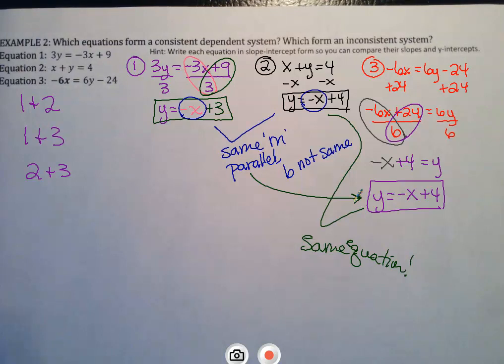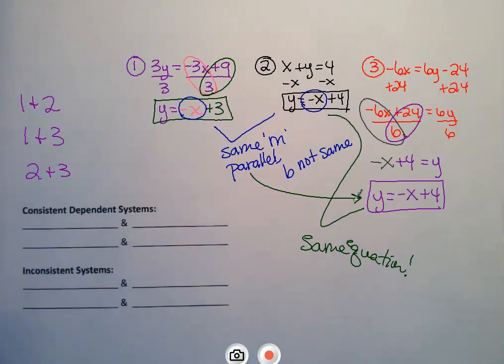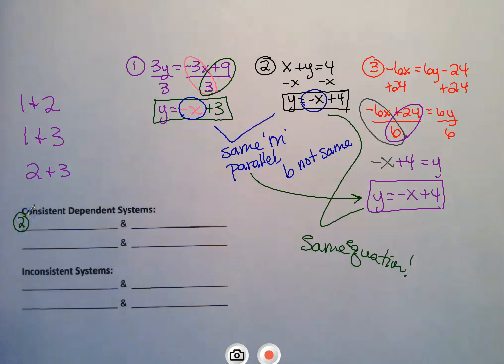All right, so I'm going to leave that there. I'm going to move this up then. Now that we know all that, which equations are going to form a consistent dependent system? Look back. What is a consistent dependent system? They're the same. So 2 and 3? Okay, so we're going to write 2, which was the x plus y equals 4, and 3, which was the negative 6x equals 6y minus 24.